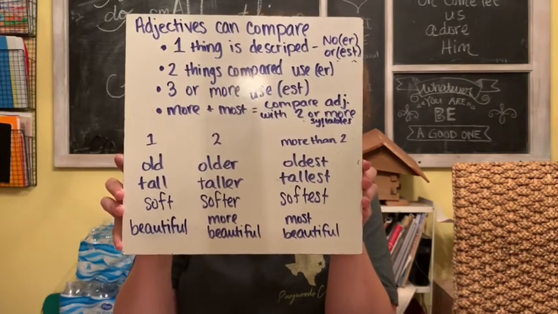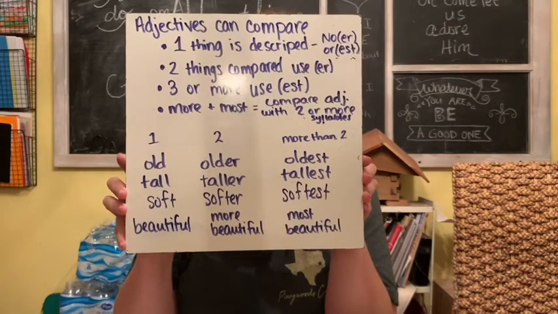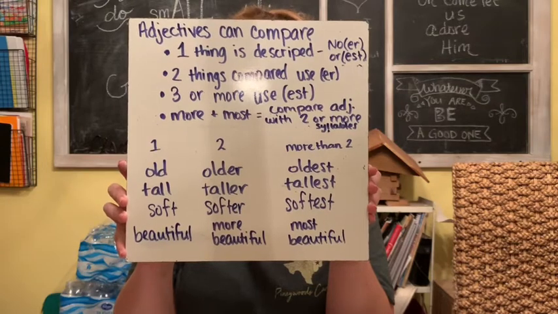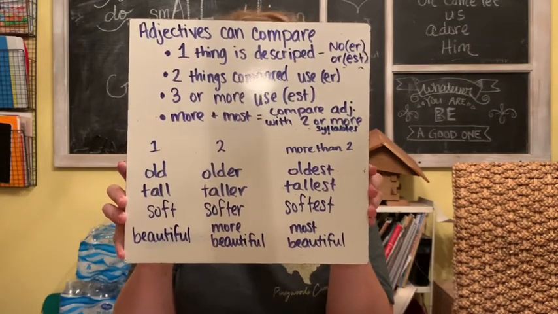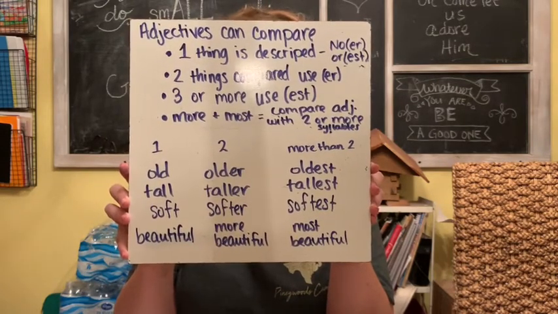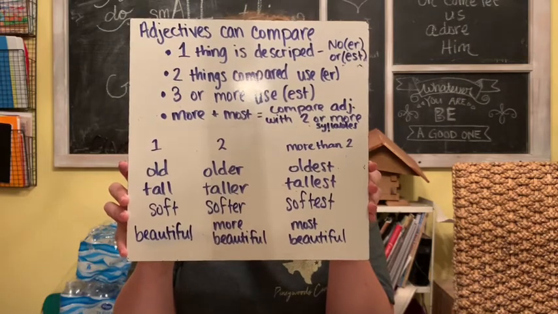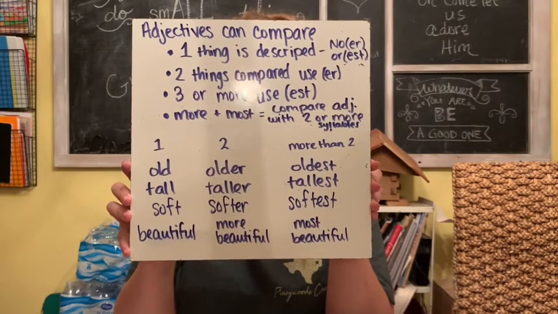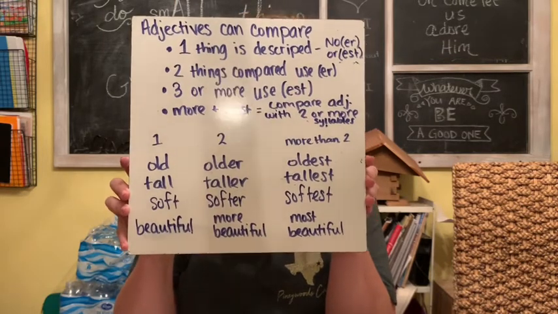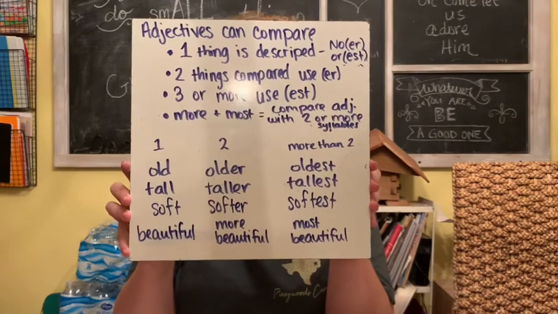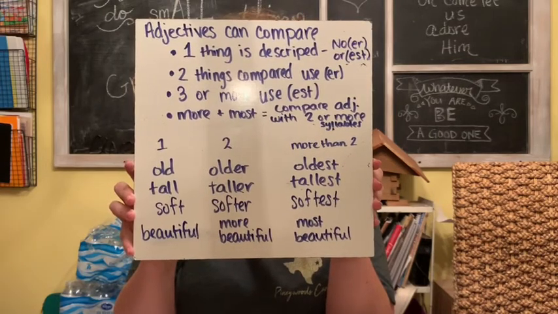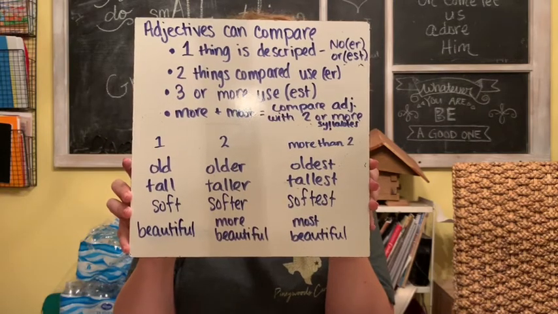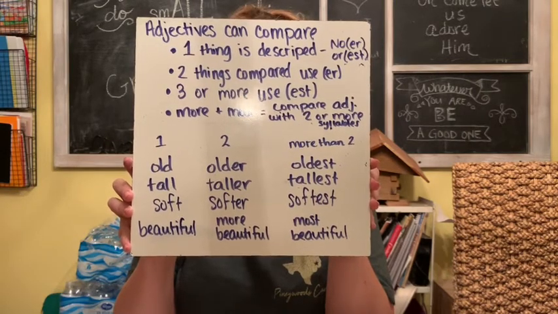When we have 2 people or things that are being compared, we are going to use adjectives that end with the suffix ER. Grandfather is older than grandmother. Of the 2 boys, Jerry is taller. So in both of those sentences, we are comparing 2 things, grandfather and grandmother, and of the 2 boys. So we add the suffix ER.